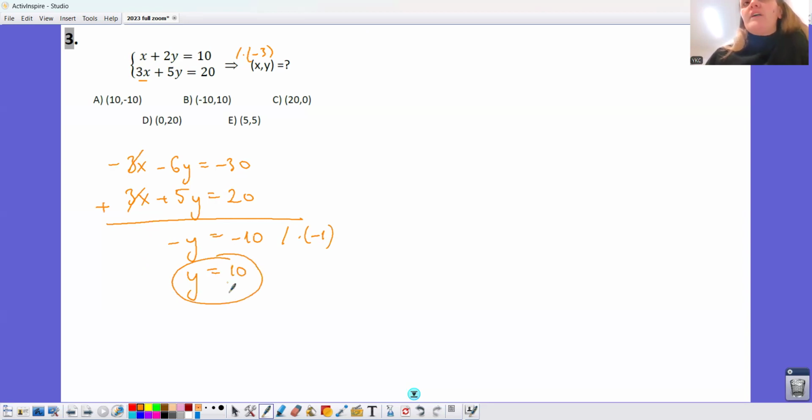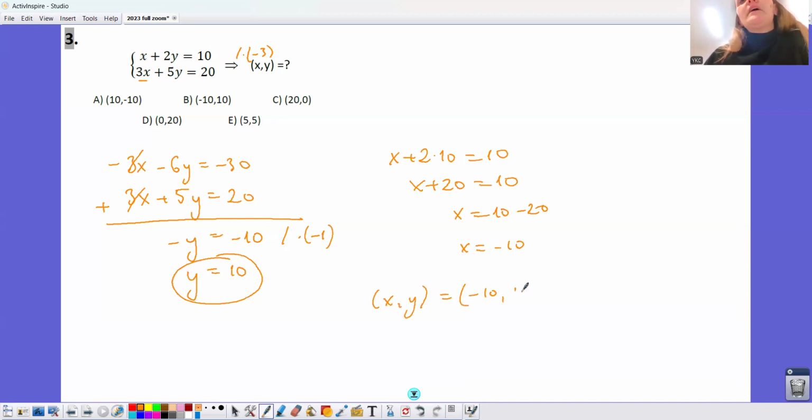When you find y, it's easier to find x. In any of the equations, you can choose which one to do. Instead of y, you will write the value that you found and then find x. I will choose the first one because it's easier. So x plus 2 times 10 is equal to 10. So x plus 20 is equal to 10. When I take 20 to the other side, it will be x is equal to 10 minus 20, so x is equal to minus 10. So our solution, x and y, will be minus 10 and 10, which is B.